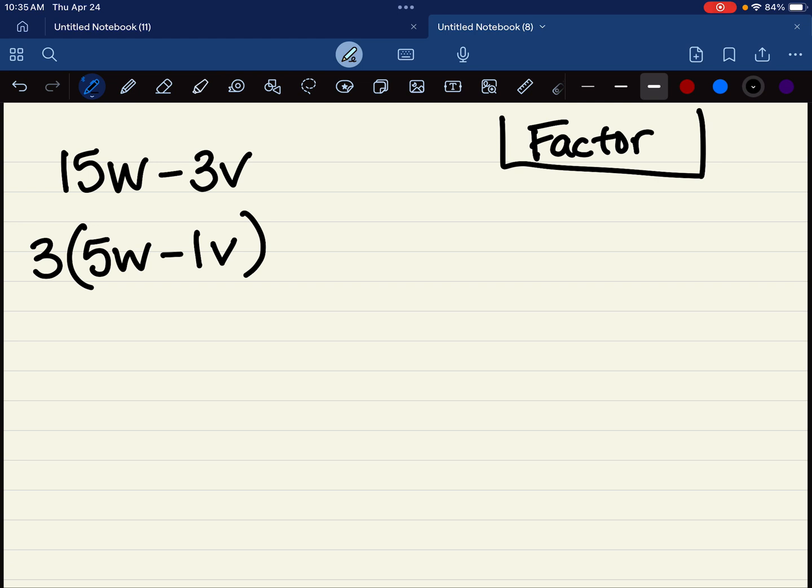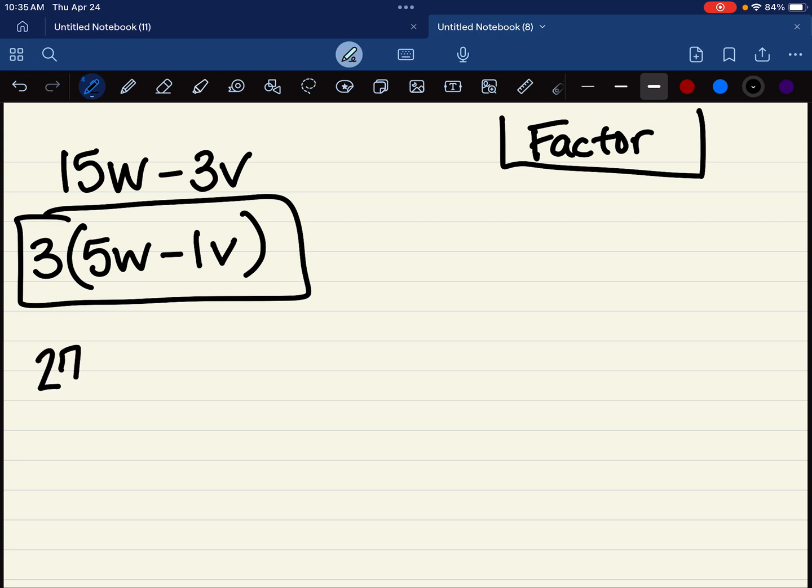Now, I know you're not going to need to do this most of the time, but on your test, could you easily make sure that this is the right answer by just multiplying that back to both terms? Yes, you could. 3 times 5W is 15W. 3 times negative 1V is negative 3V. Notice how our answer looks like the problem started on your work yesterday, correct? So when it factors, you're going to put a number in front, parentheses left after. Okay? Let's do another one.